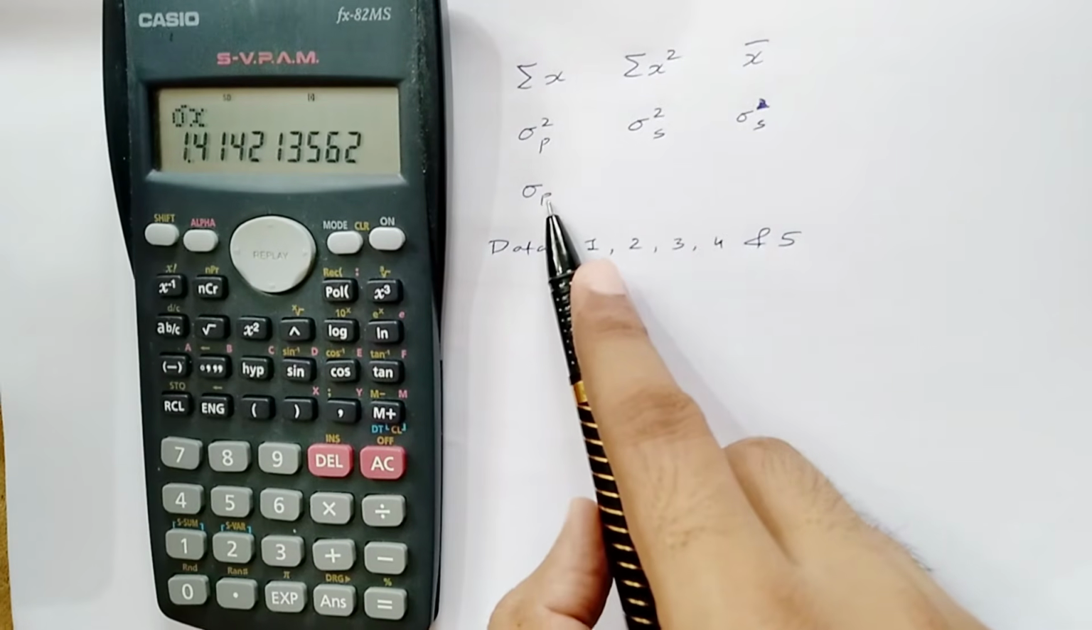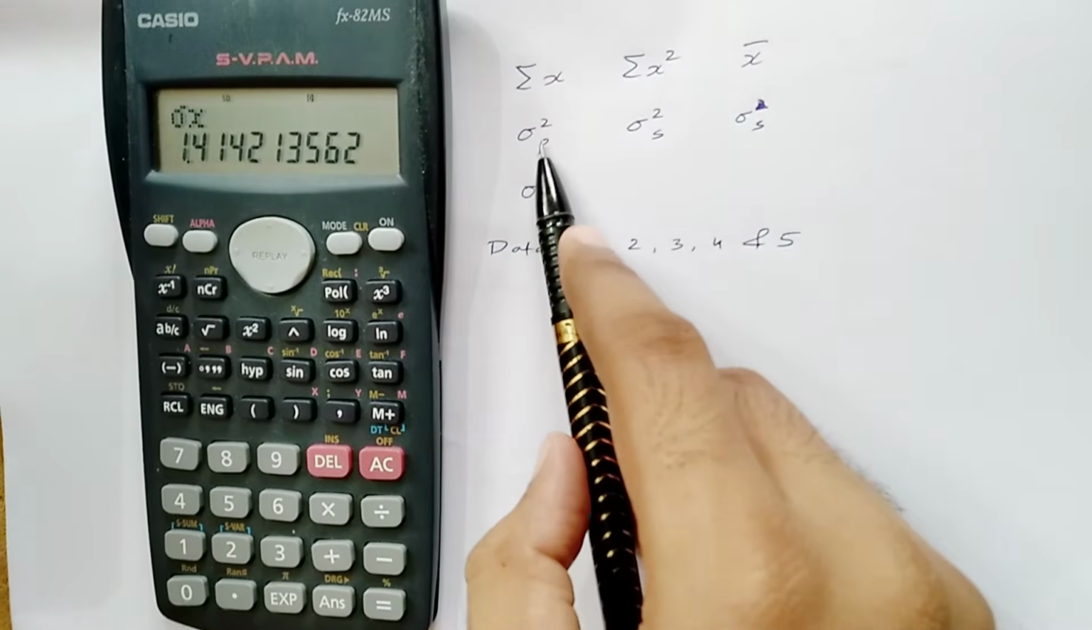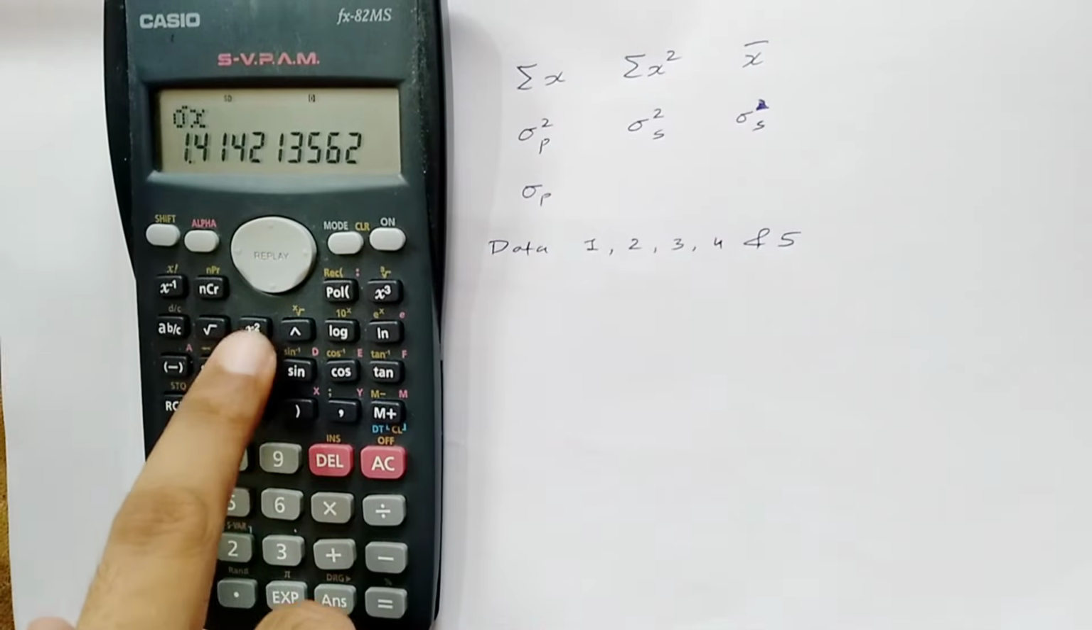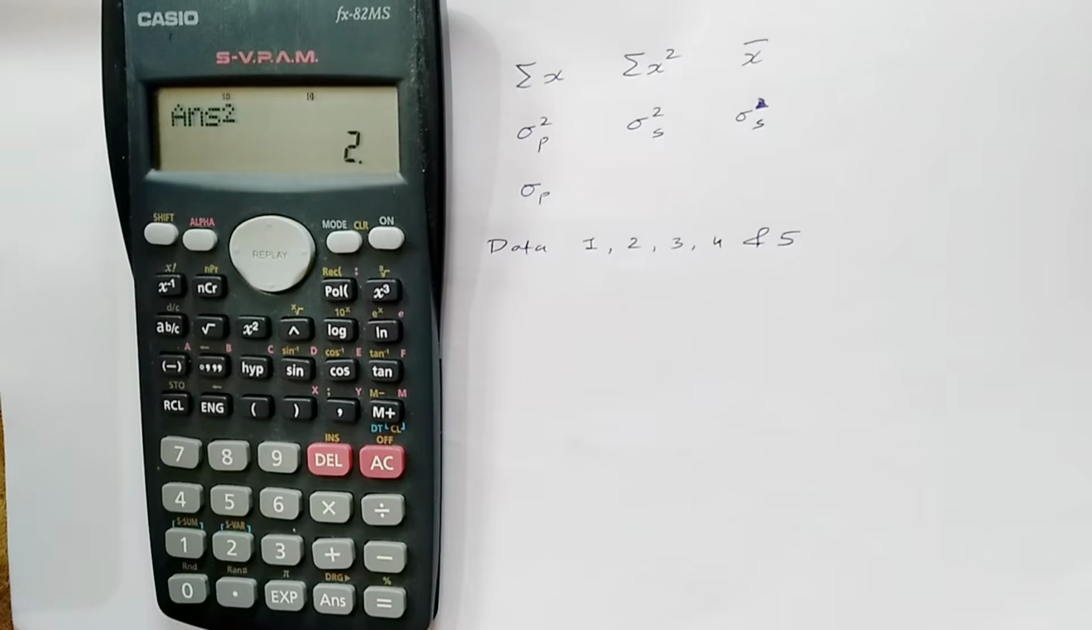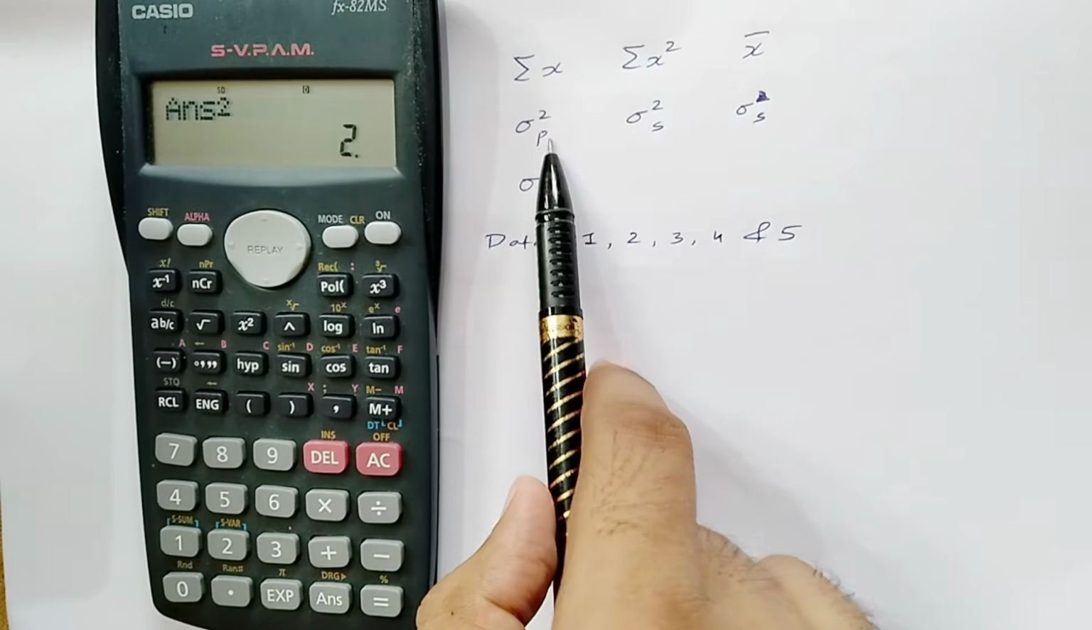Also we want the variance of the population. So variance of the population is square of this value. So square, equal to. So we got this value sigma square p, that is variance of the population.